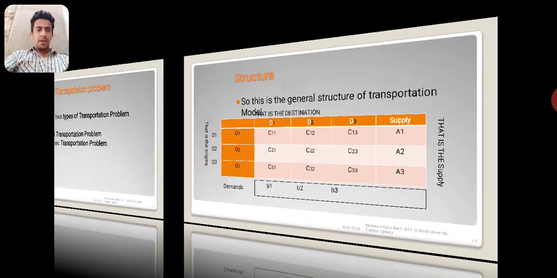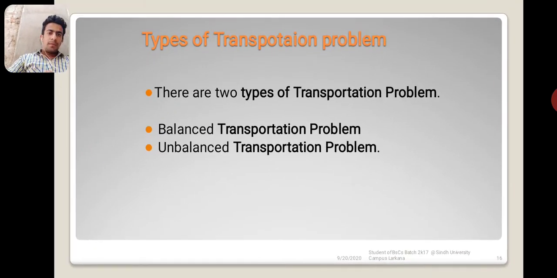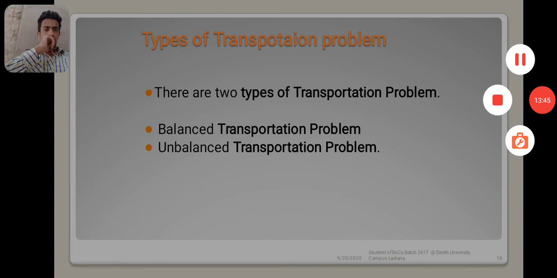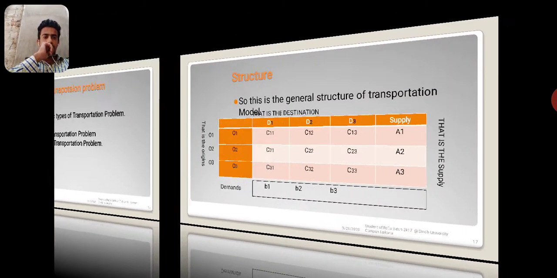Types of transportation problem. There are two types of transportation problem: balanced transportation problem and unbalanced transportation problem.